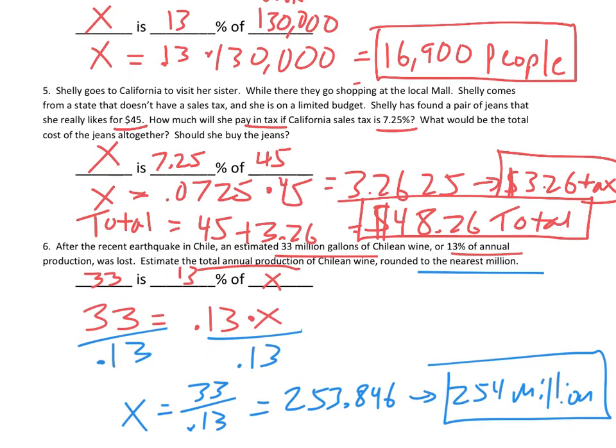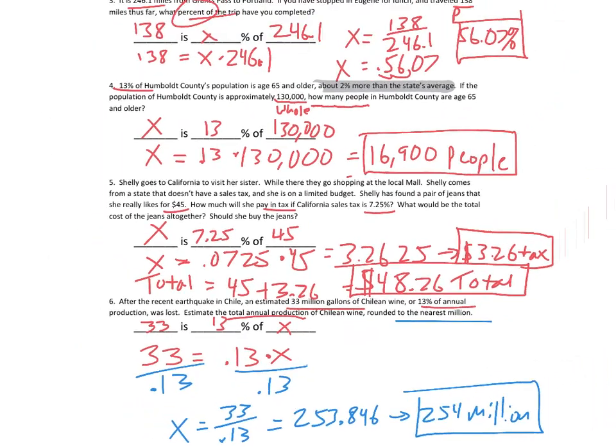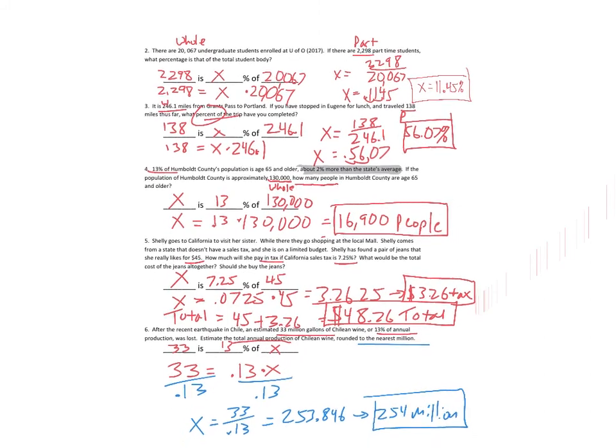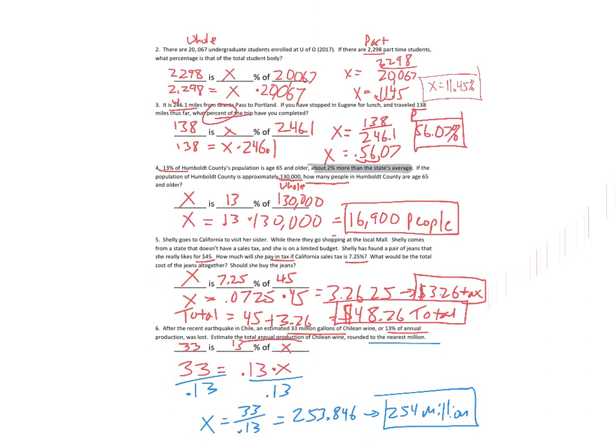All right, so there you have it. All right, so the key again is take the situation, translate into this percent sentence, then use that to make an equation and solve. All right, hope that helps.